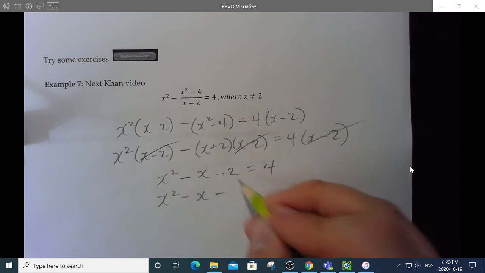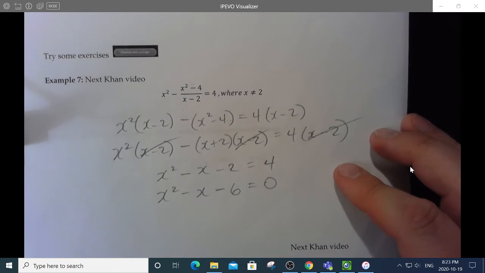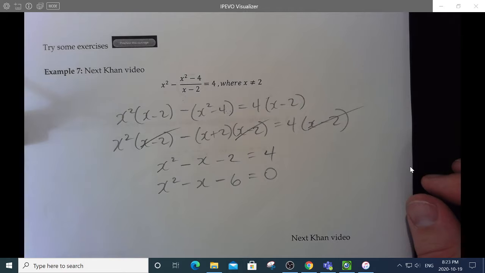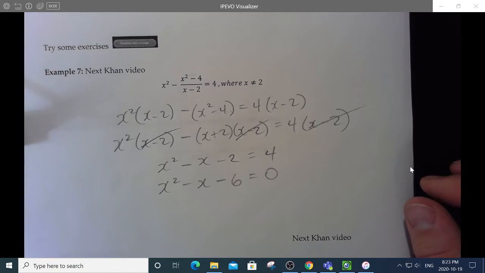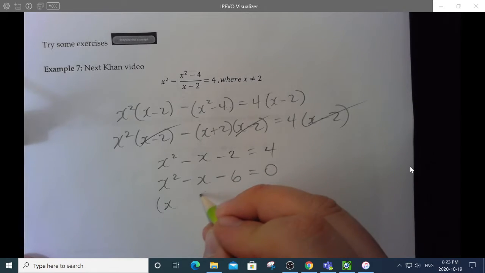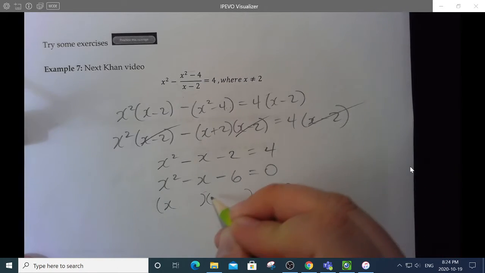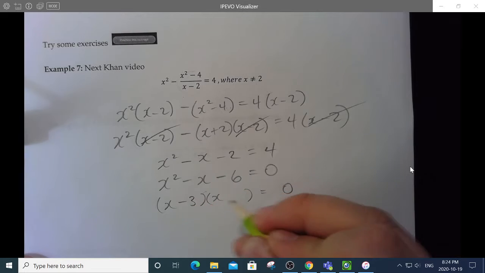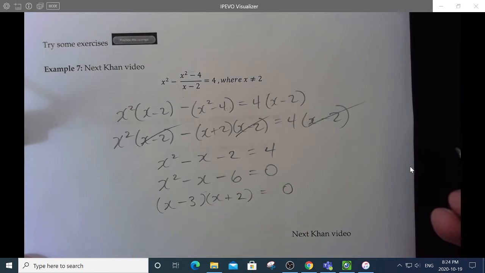So minus 4 from that, and you get minus 6. And then you try to factor it. So we're going to try to factor this thing. So factoring this thing would be, let's see, what two numbers times to make negative 6 and add to make 0? Well, it would be minus 3 and plus 2. So hopefully that's making some sense to you.